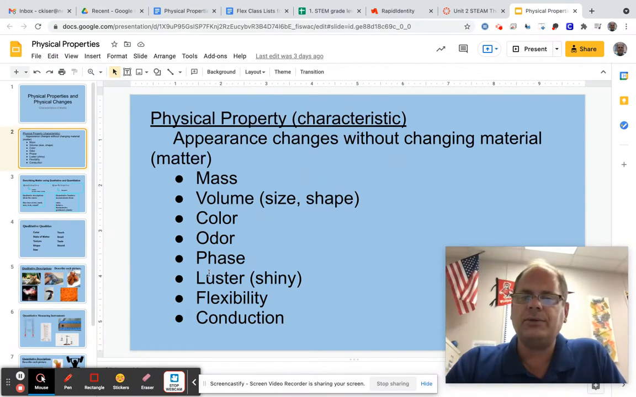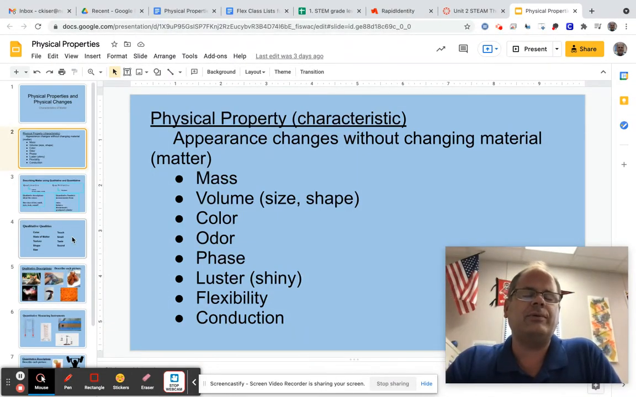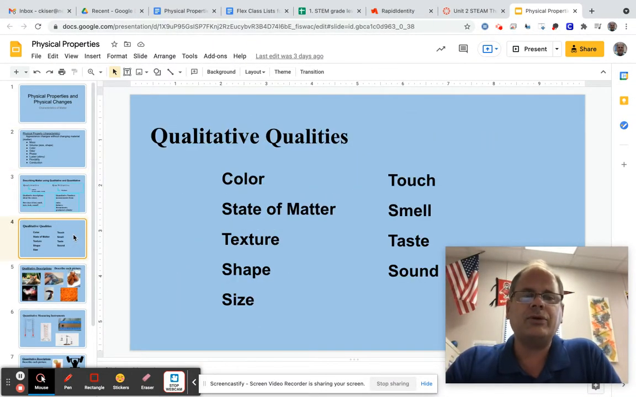Is it shiny or dull? That's the luster. Flexibility, you know what that is? And conduction. Conduction means does it hold heat, or does it conduct electricity? So you can use those kinds of thoughts when you explain the description of something.